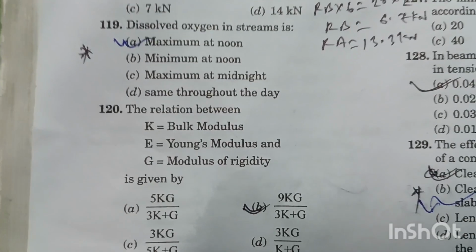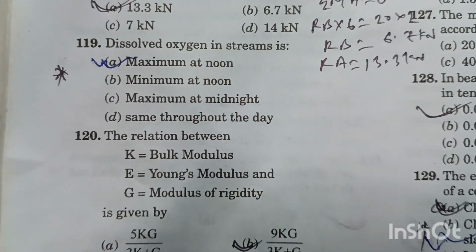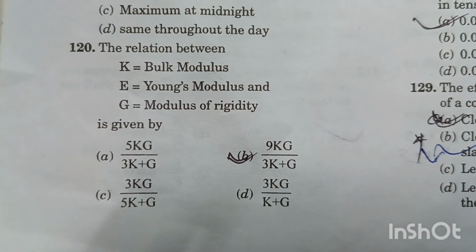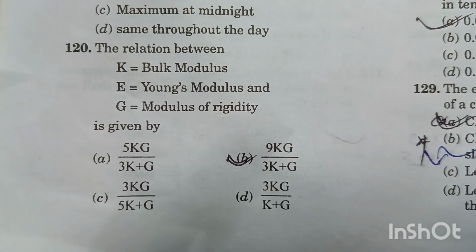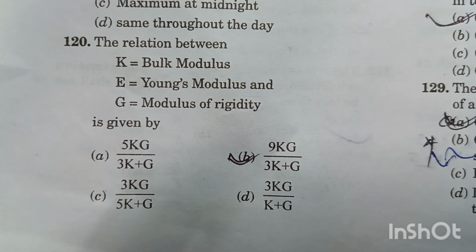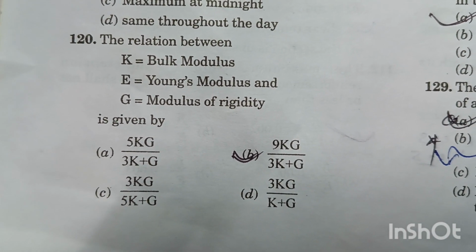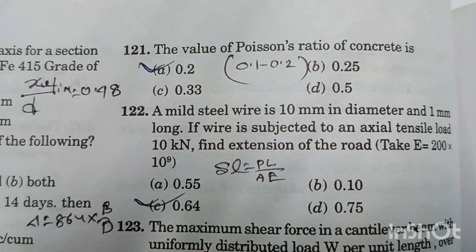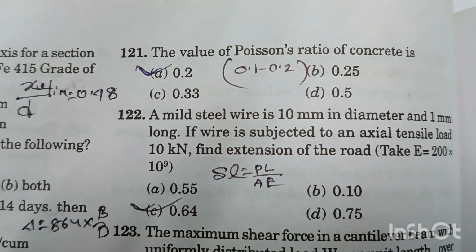Question number 119. Dissolved oxygen in stream is maximum at noon. Option A is the right answer. Question number 120. The relation between bulk modulus K, Young modulus E and modulus of rigidity G is given by E equal to 9KG divided by 3K plus G. Option B is the right answer. Question number 121. The value of Poisson ratio of concrete is 0.2. Option A is the right answer.